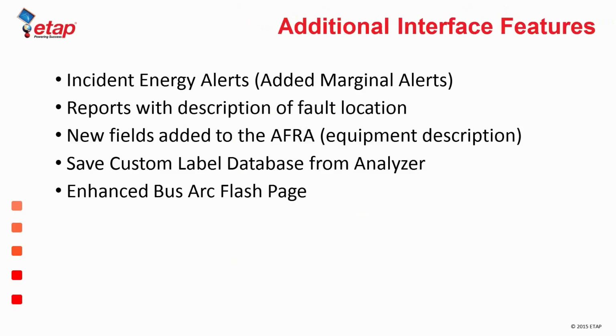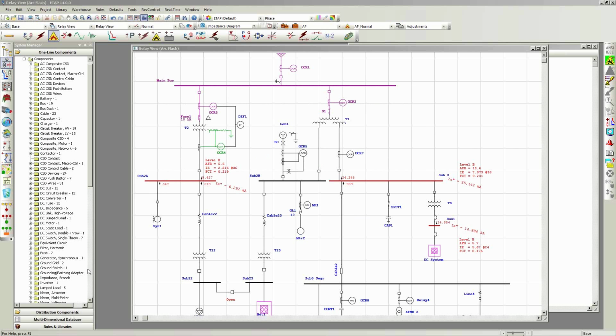Okay, so what I'd like to go over now is additional interface features, some of the new enhancements that will make you more efficient when doing an arc flash analysis study. The first thing I want to go over is the ability to add marginal alerts. So just like in load flow analysis or when you're doing a short circuit device duty evaluation, ETAP now allows you to create marginal alerts.